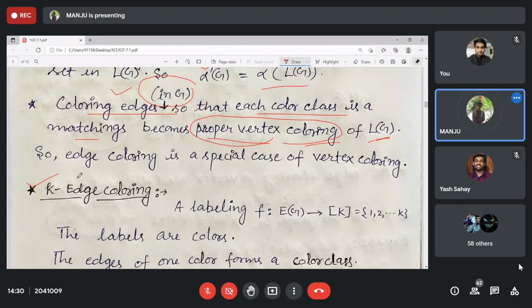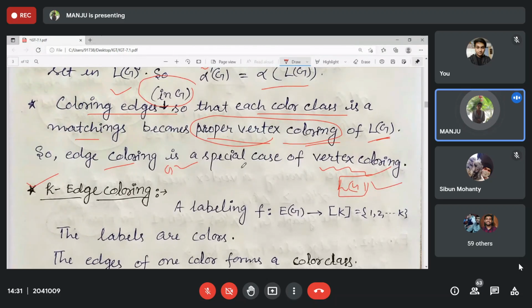Yeah. So while going for edge coloring of G, you can also find the vertex coloring for L(G). Okay? So it depends on you whether you want to find the edge coloring directly, or you find the line graph of G, then you can find the vertex coloring. Whatever you think is easier, you can apply that, right?